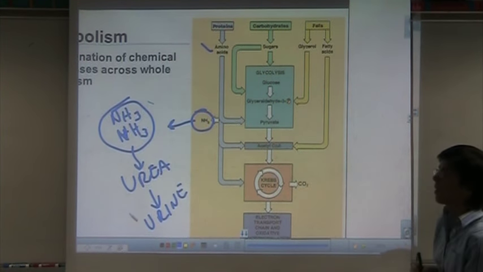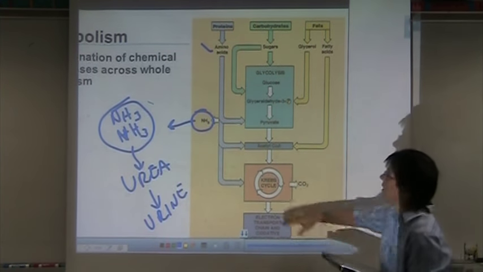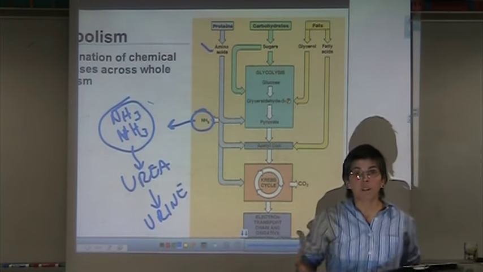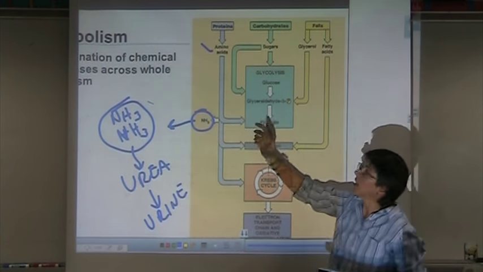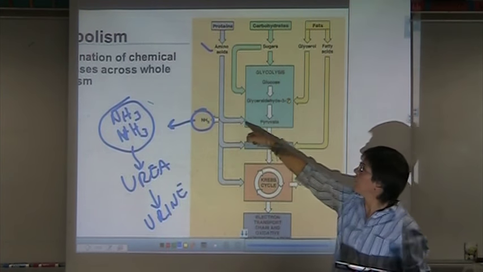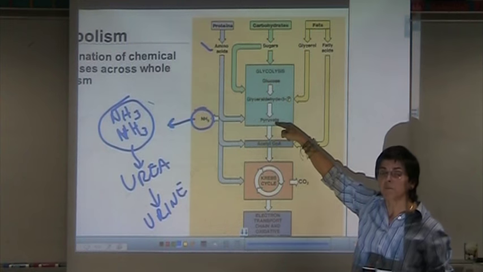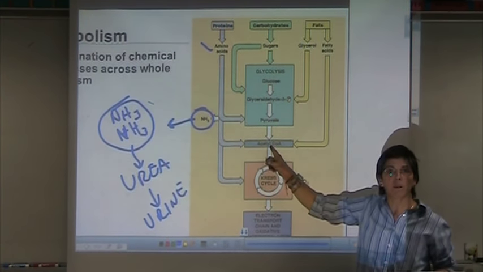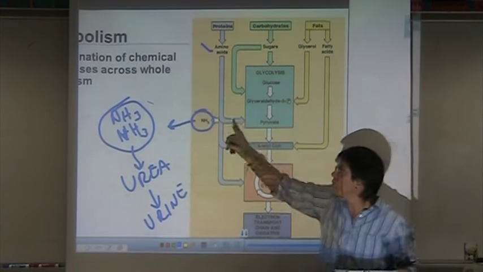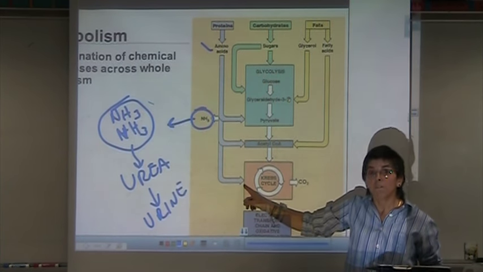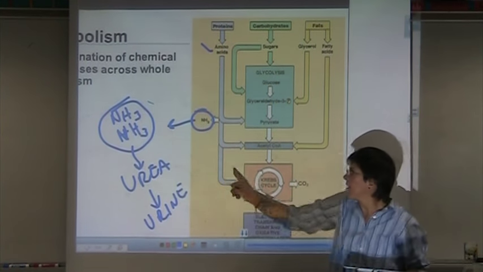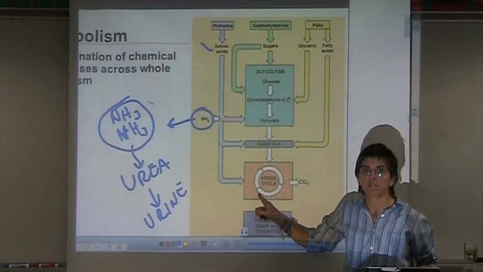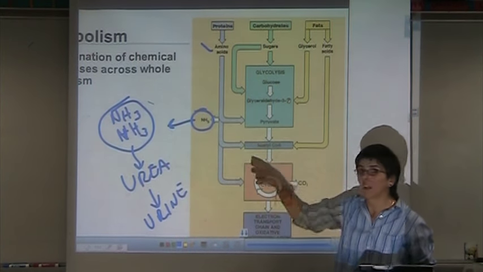That's the amino group. The rest of the amino acid, depending on the number of carbons that your amino acid has, is going to enter at different places. If it has 3 carbons, it replaces pyruvate, technically. If the amino acid has 2 carbons, it replaces acetyl-CoA. If your amino acid has 4, 5, or 6 carbons, it's going to replace one of the molecules here in the Krebs cycle. So you can use anything, anywhere.